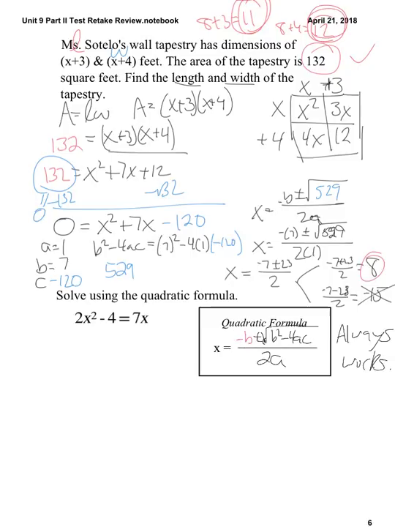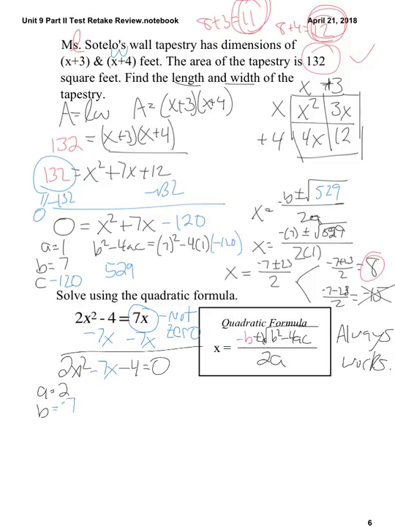Okay, but when we look at this example problem, right off the bat, we see it's 7x. That's not 0. So we have to set our equation equal to 0 by subtracting 7x from both sides of the equation. When we do that, we get 2x squared minus 7x minus 4 is equal to 0. Our a value is 2, our b value is equal to negative 7, and our c value is negative 4.